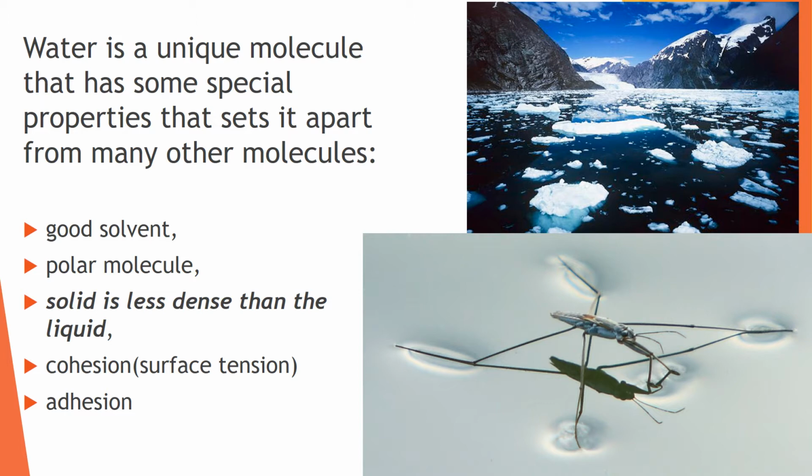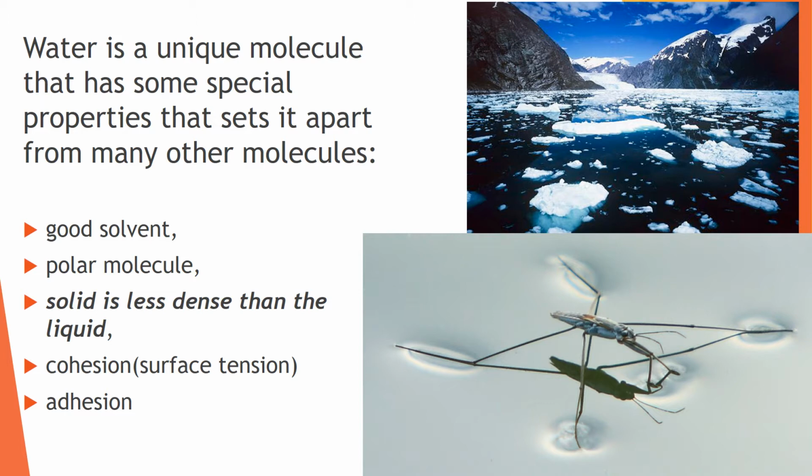But what happens is ice forms and floats on top, like we're seeing in this picture, and eventually it forms a shell, and that insulates the bottom water, and it stays above freezing for the entire winter, and things can live underneath in that liquid water. So, an incredible property that allows life to live through the winter. Then we have cohesion and adhesion.